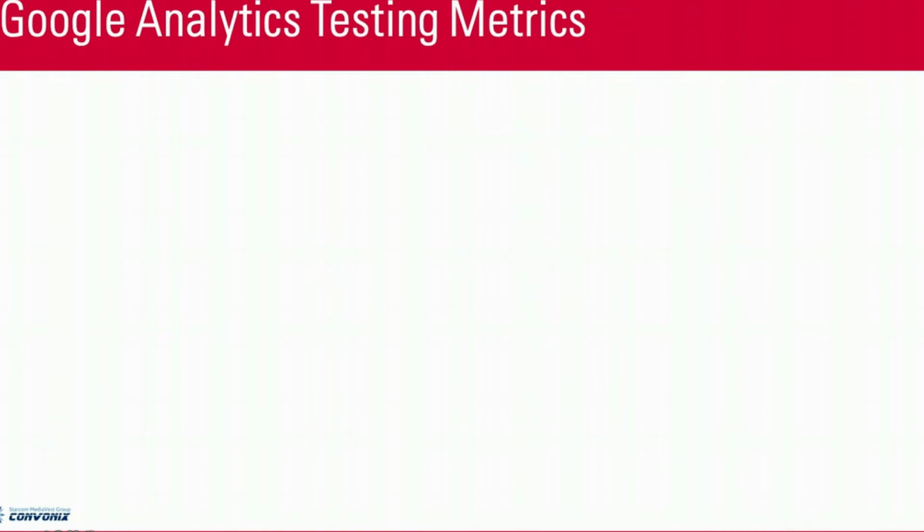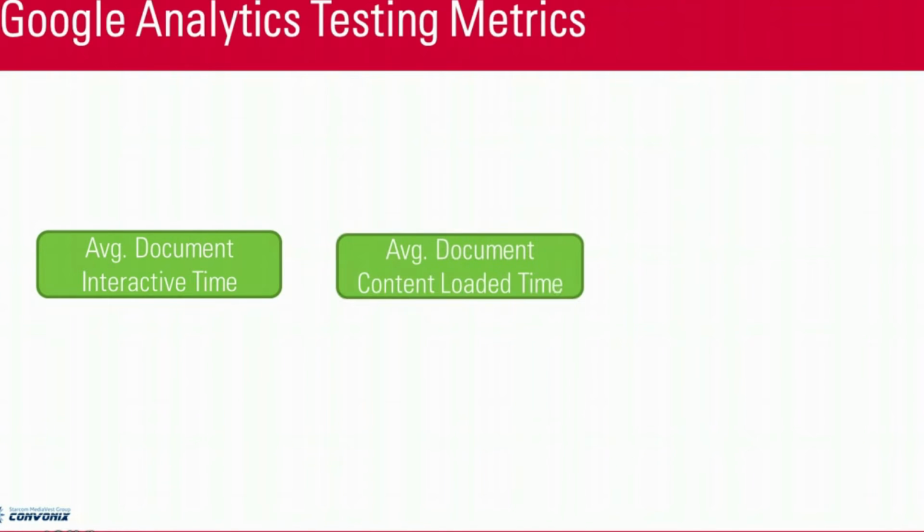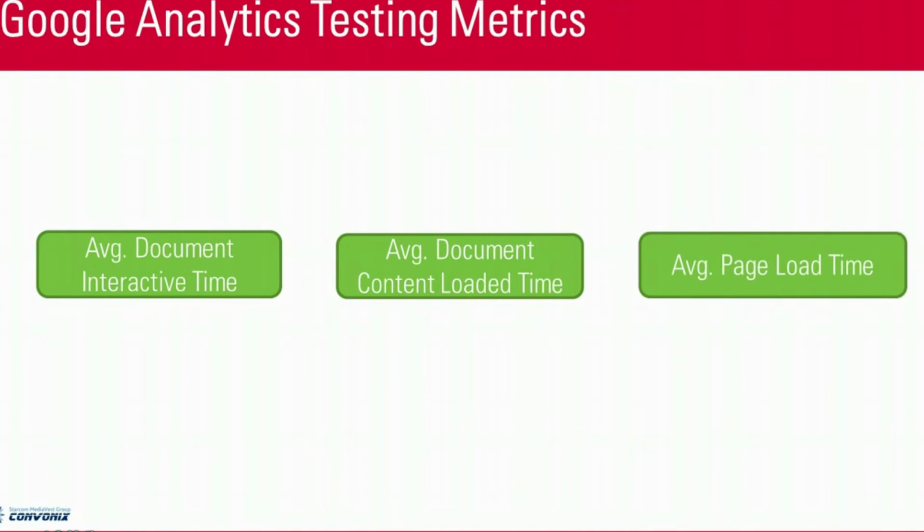The 3 primary metrics that were used from Google Analytics were 1. Average document interactive time. This is the amount of time required by the browser to process the page. It is the time elapsed between clicking on the link and the first element of the page loading. 2. Average document content loading time. This is the amount of time elapsed between clicking the link and all visible elements of a page loading. And 3. Our usual average page load time, only this time it is averaged over 40 pages.